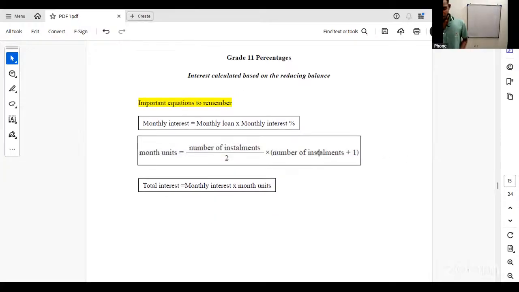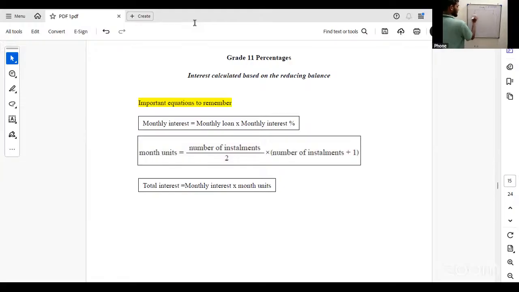Okay. Let's start the grade 11 percentages lesson. Grade 11 percentages. In grade 11 percentages, we mainly study just two types. That's it. Just only two.